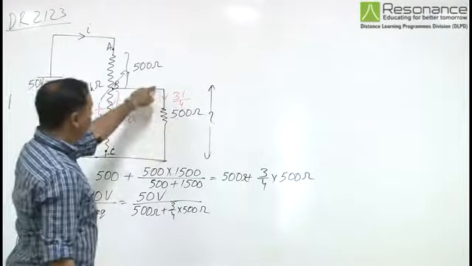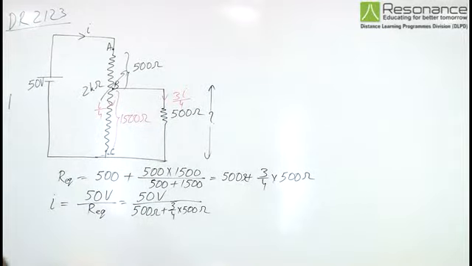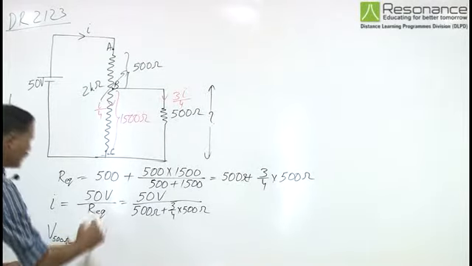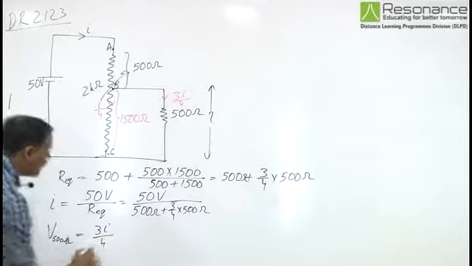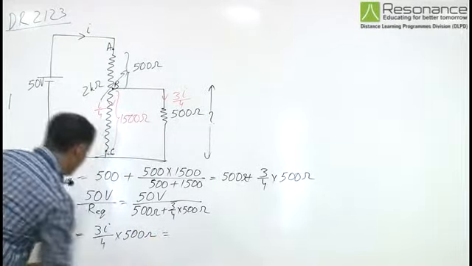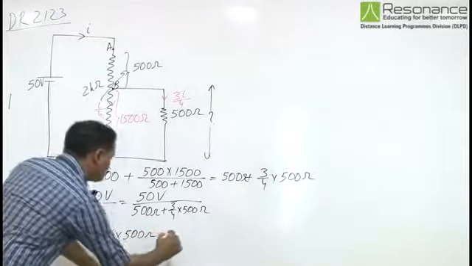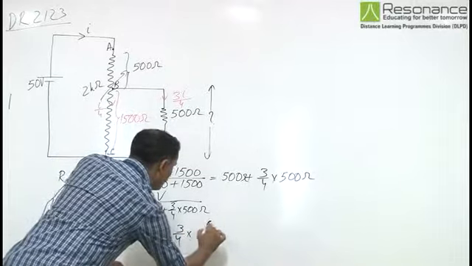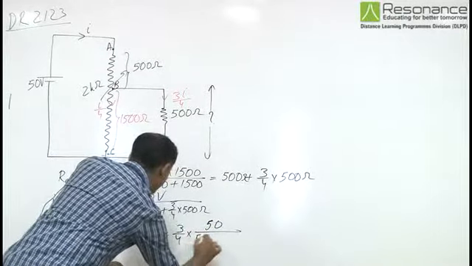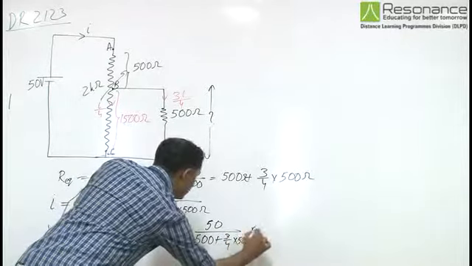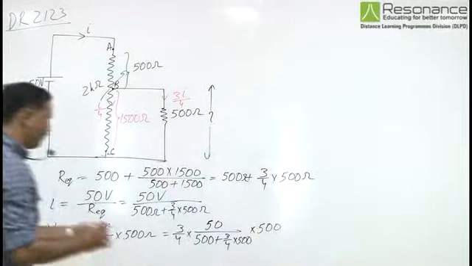So the potential drop across this 500 ohm resistor, V 500 ohm resistor, is equal to current through the resistor 3I/4 into 500 ohm. So from here we can write 3/4 of 50 by 500 plus 3/4 of 500 into 500.